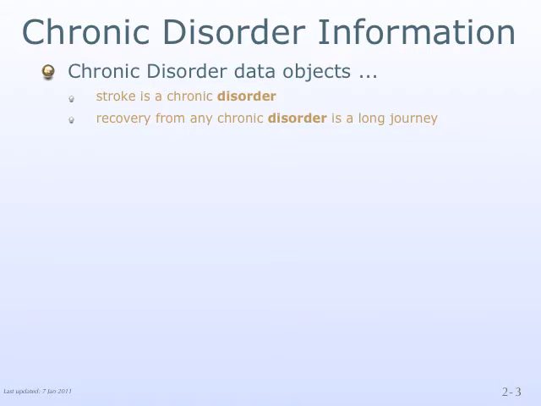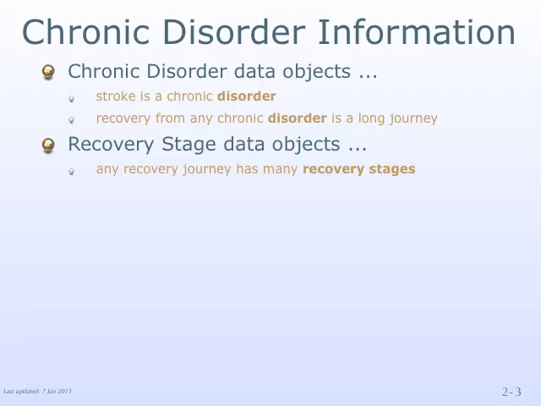Recovery from any chronic disorder, and particularly stroke, is a long journey which continues long after the stroke survivor leaves the hospital system. To reflect this long recovery journey, it is helpful to talk about stages in the recovery journey. These stages are represented by recovery stage data objects, where the recovery journey from any chronic disorder is seen as having many recovery stages.